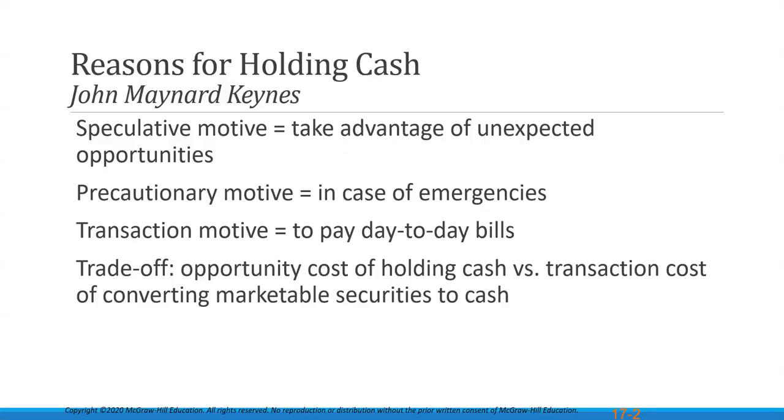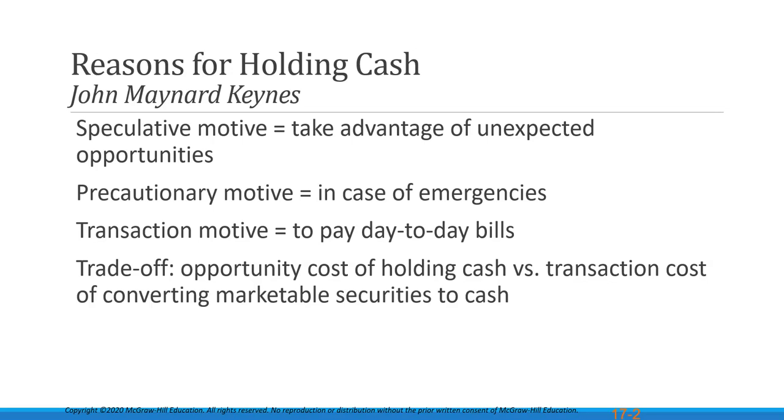So why would a company want to hold cash? Well, this particular theory that we see here was developed by John Maynard Keynes. And he said that there are three reasons that companies want to hold cash. One being for speculative reasons, so they can take advantage of unexpected opportunities. One is because of a precautionary motive, in case of emergencies, in case something happens, just in case we need it. And one is the transaction motive, or to pay our day-to-day bills or manage our day-to-day operations.